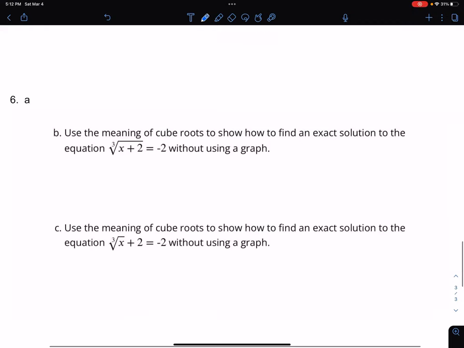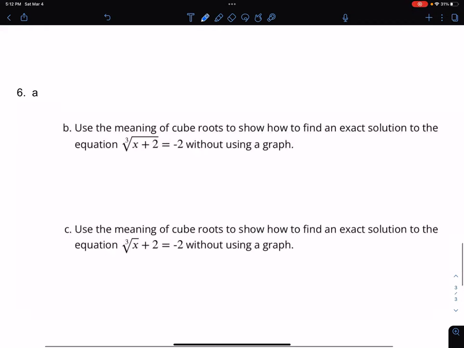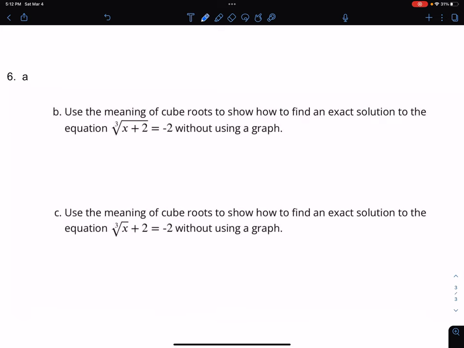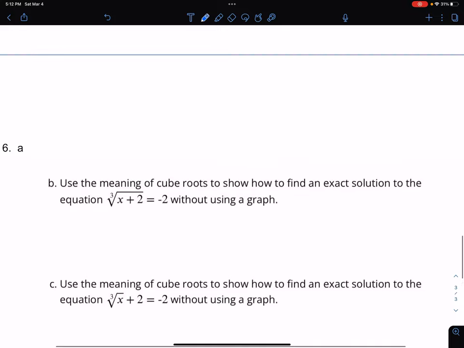And here we are, we made it to the last question on our Unit 3 test. So now we got these cube roots. Okay, we already looked at square roots.